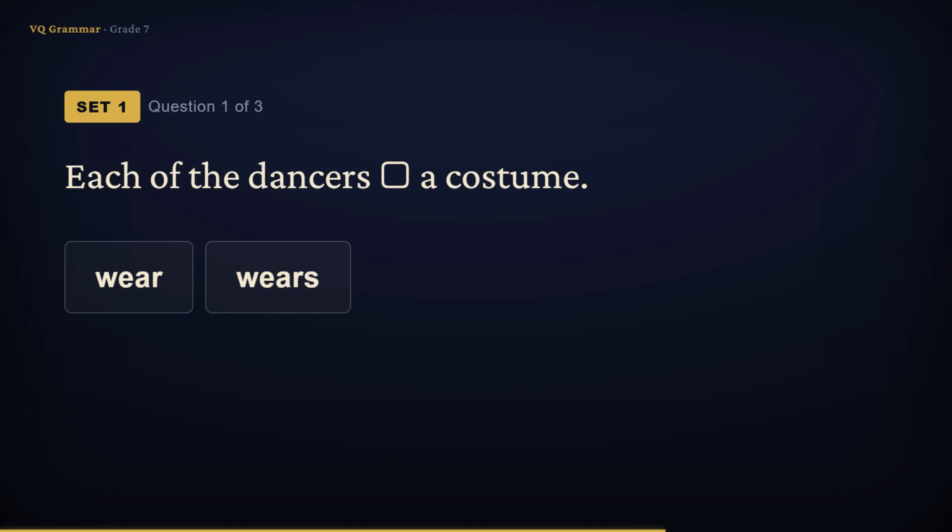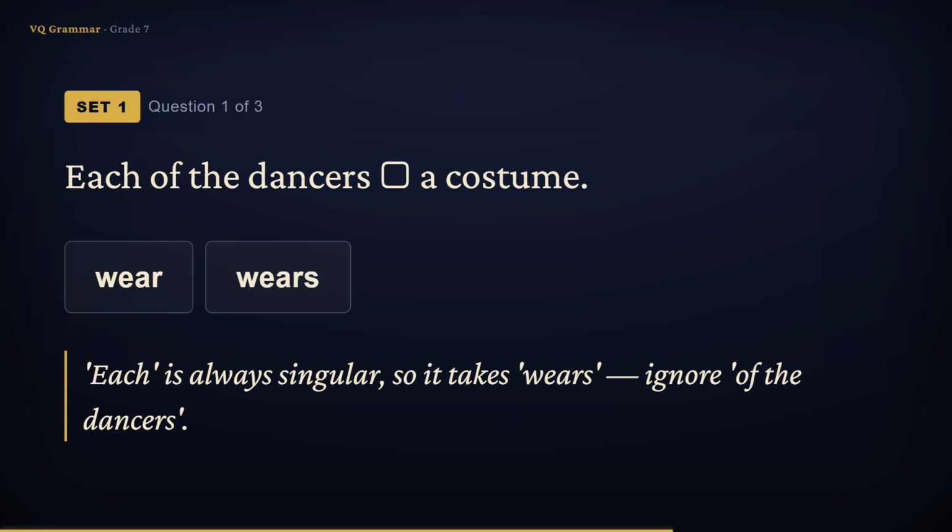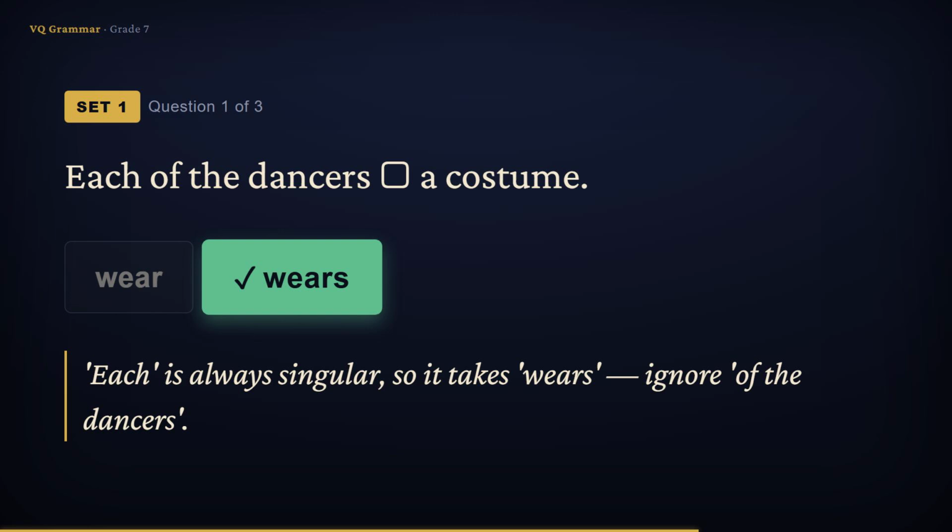Each of the dancers blank a costume. The subject is each, which is always singular. Ignore of the dancers. That plural noun is just a distraction. A singular subject needs the S verb, so it's wears. So the answer is wears.